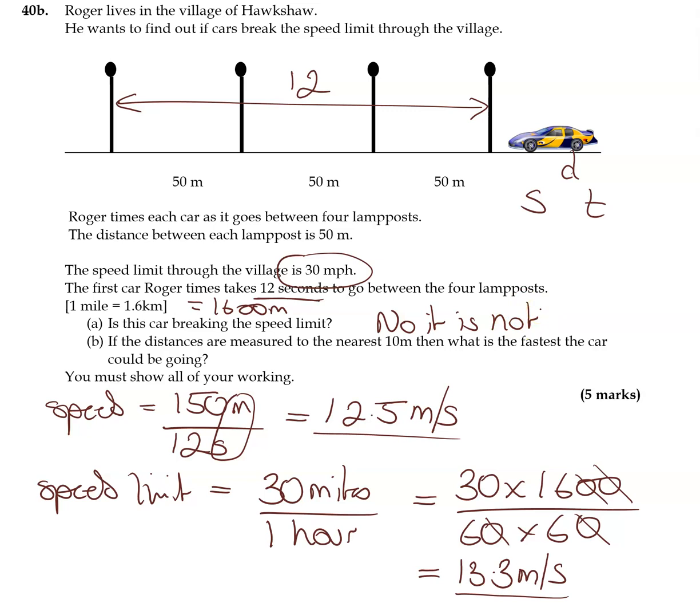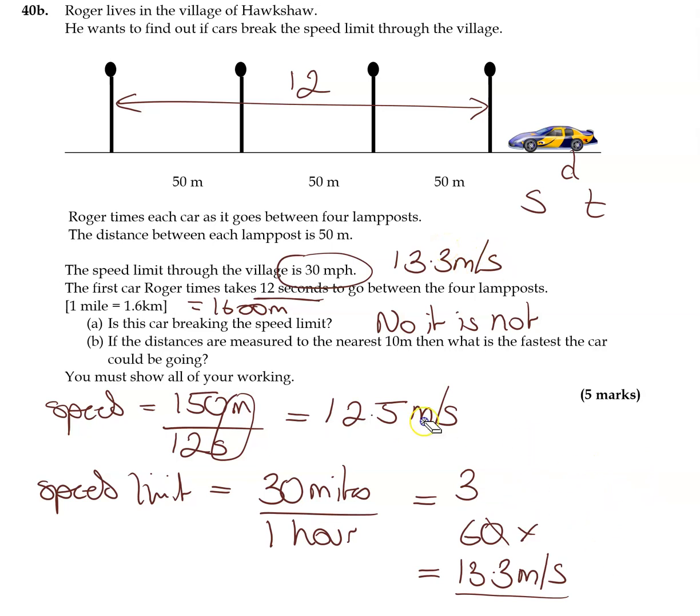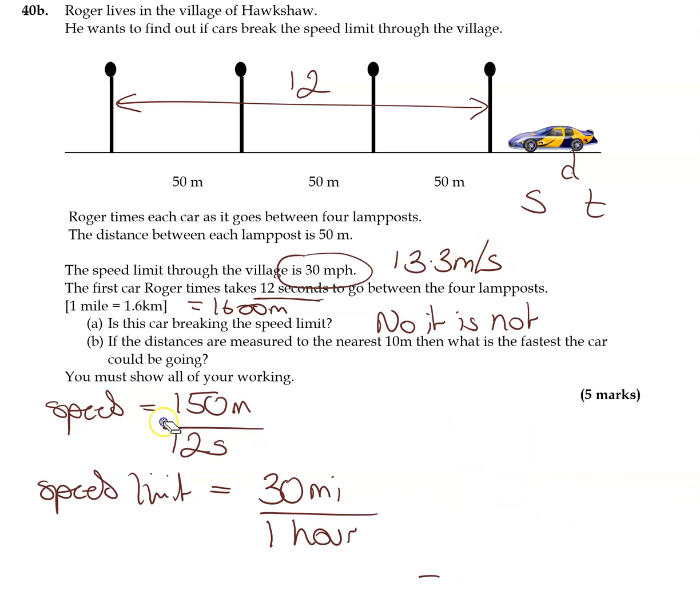Now we've got a part B here. Now we're told the distances aren't accurate. They're measured to the nearest 10 meters. So I'll keep the speed limit. So the speed limit is 13.3 meters per second. And I'll just rub out this calculation down here to give myself a bit of space.